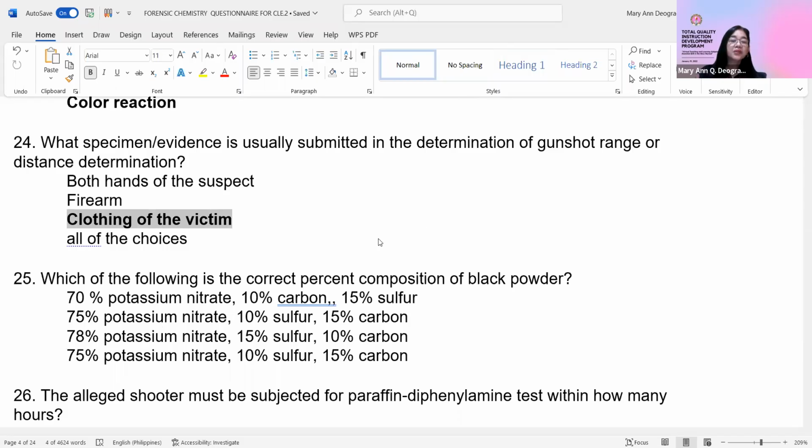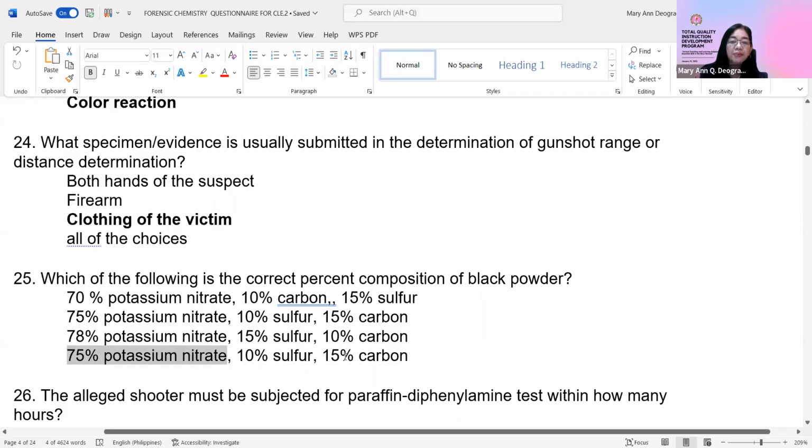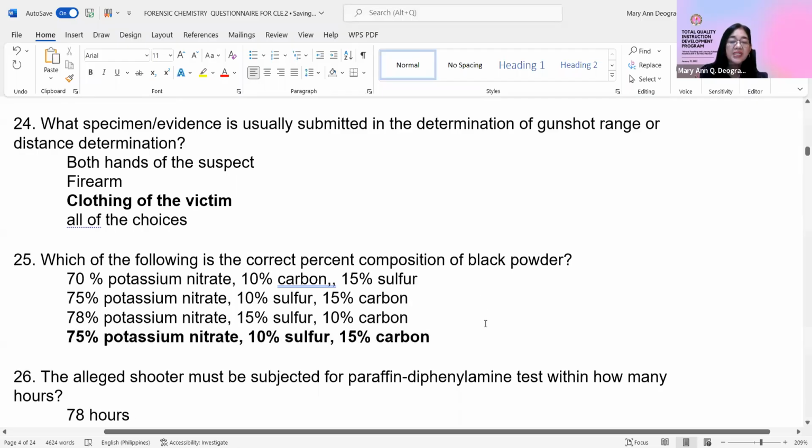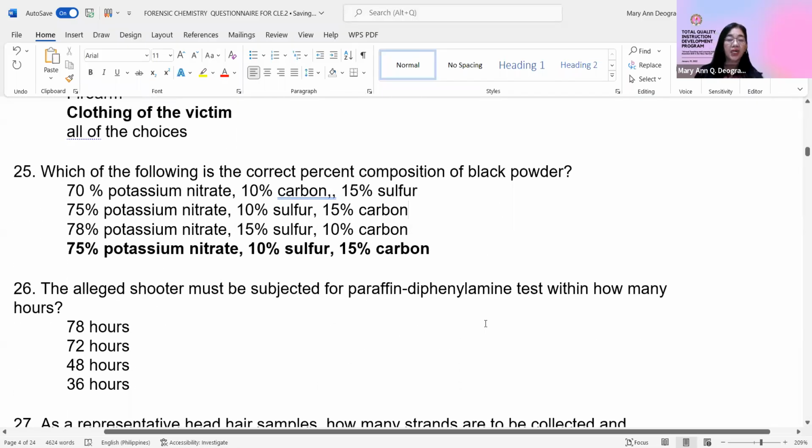All right. 25. Which of the following is the correct percent composition of black powder? Alin dyan yung tama? Okay, so yes, it's letter D. Okay, so potassium nitrate is 75%, 10% sulfur, and 15% carbon. So that's the composition of gunpowder or black powder, rather.